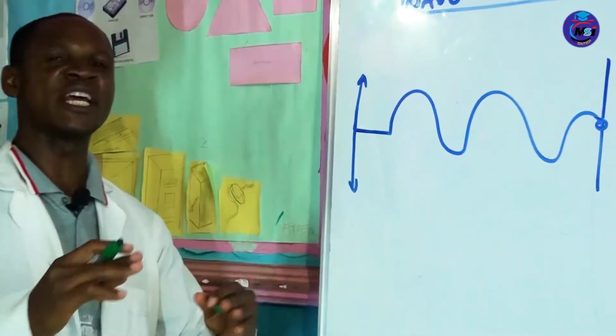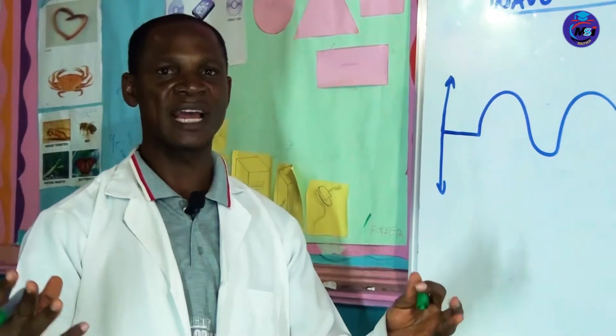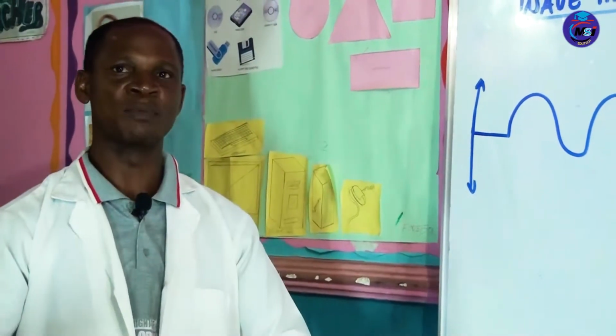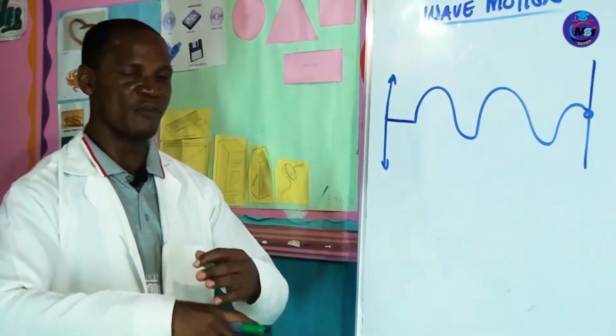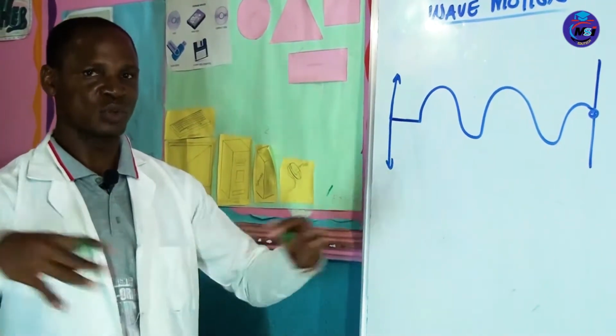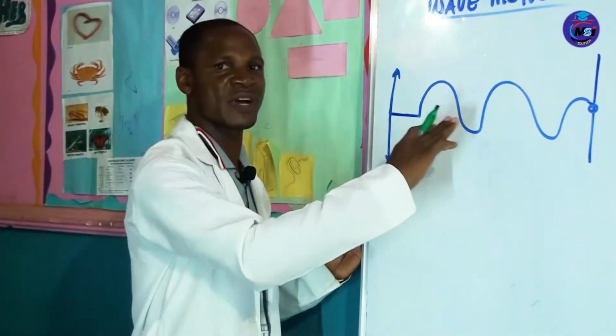You can equally generate transverse wave on the surface of water. Take a big heavy stone, drop it inside the pool of water. You will see ripples on the surface of the water moving from the source to the other side of the water. So that's an example of transverse wave.